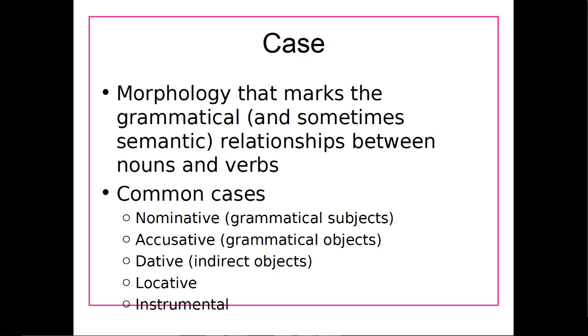So if a case on a noun is nominative, that's telling us that it's a grammatical subject. If it's accusative, it's telling us that it's the object of the sentence. If it's dative, it's telling us it's an indirect object. A locative case would tell us that this is where the sentence is happening, and along those lines. There's a whole lot of cases out there. These are just some of the more common ones.